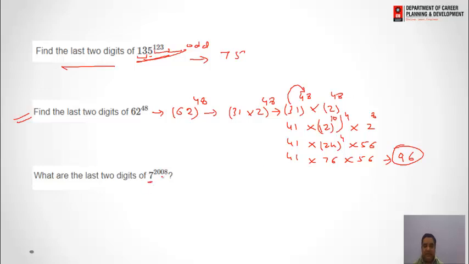And the last one we have is 7 power 2008. Now we can understand how to make 7 have the unit digit as 1. If we write it as 7 power 4 power 502, 7 power 4 gives us the last two digits as 01, which is 01 power 502, that always gives us 01 as the last two digits. Hence this is the answer for this question.